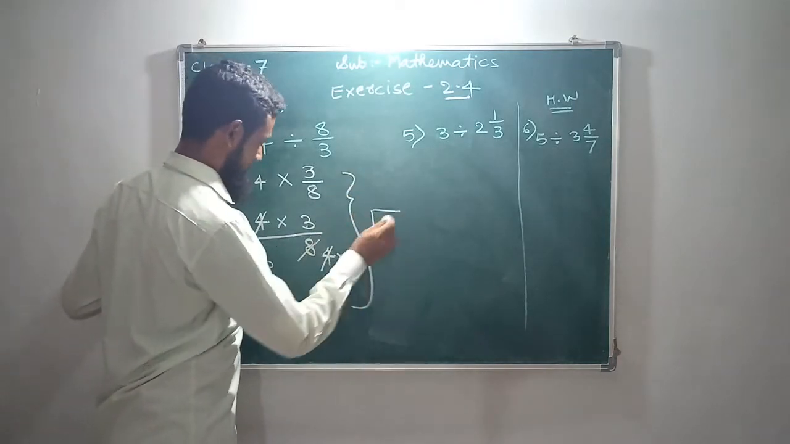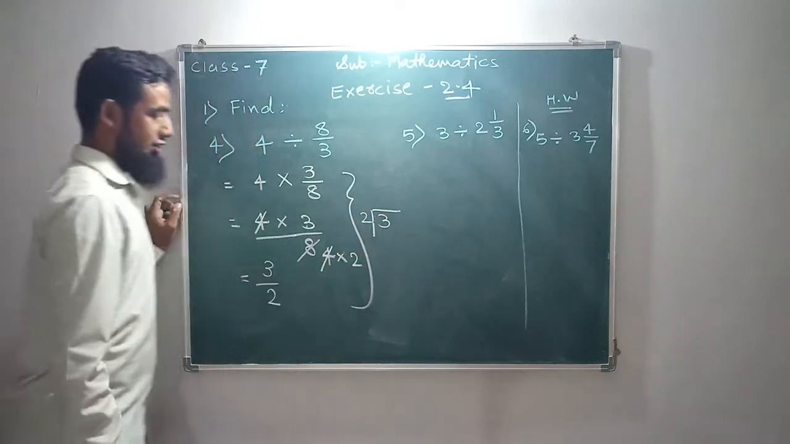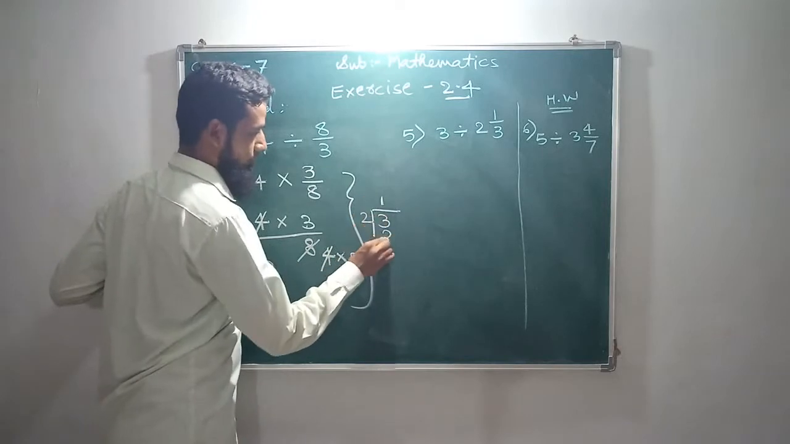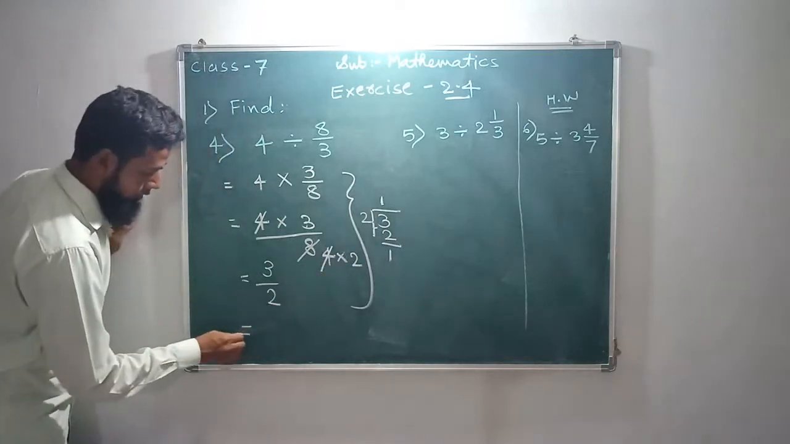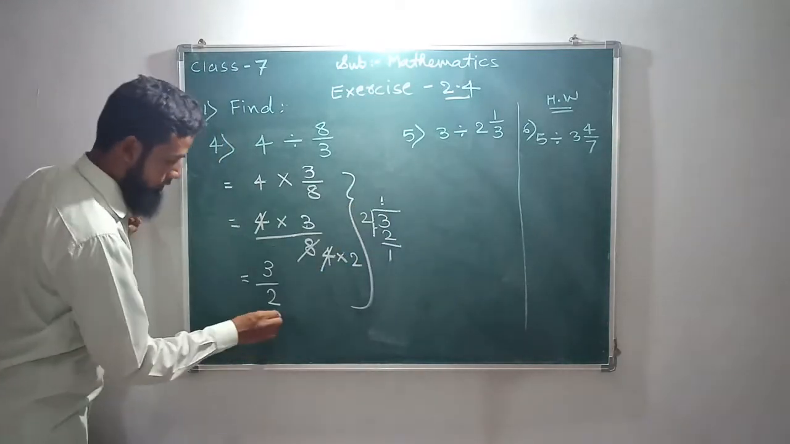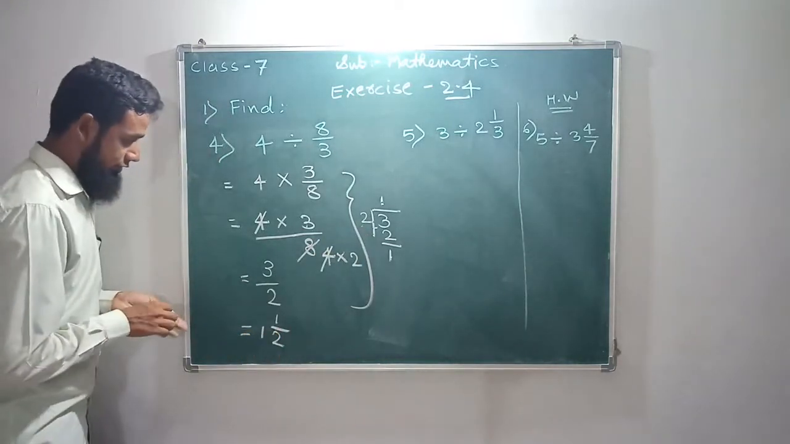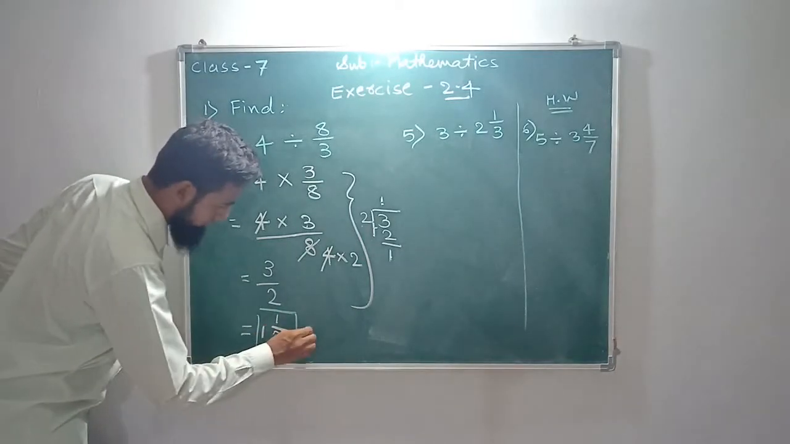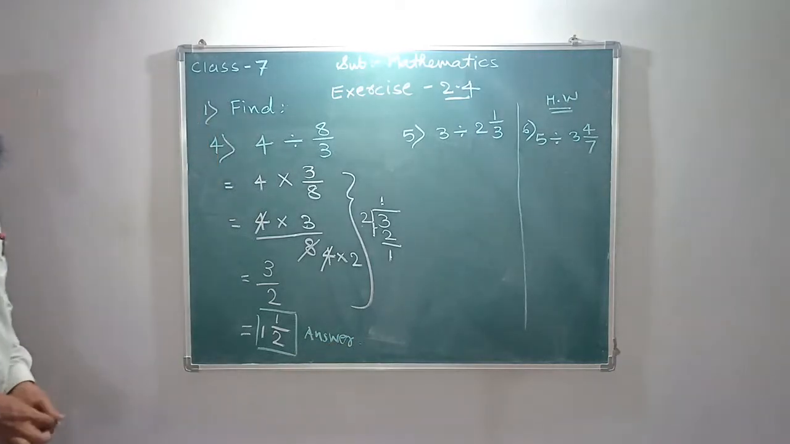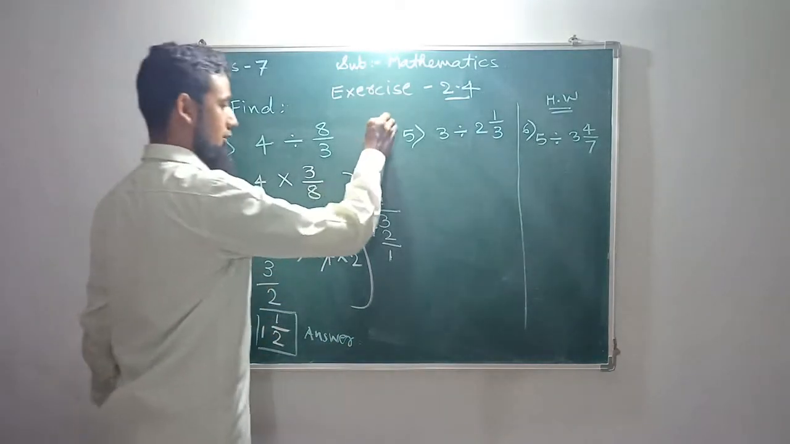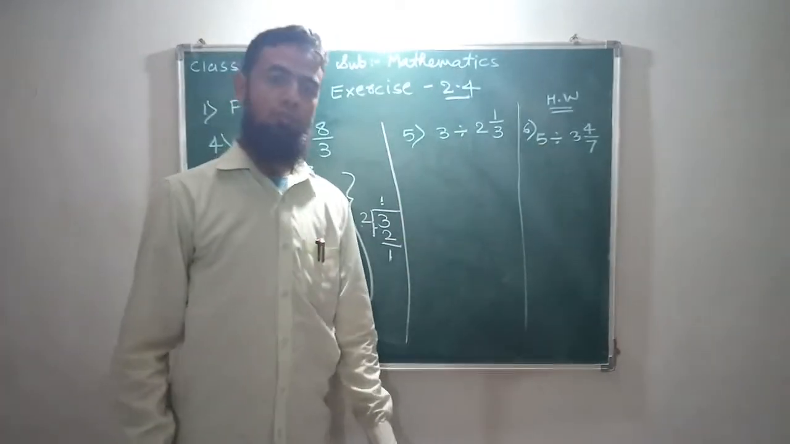Look at this side. This is an improper fraction. 3 divided by 2. 2 times 1 is 2. 3 minus 2 is equal to 1. So 1 integer 1 upon 2. So it is your answer. Understood? Clear? Okay. Now we will move on to question number 5, and the last question you have to do by yourself.